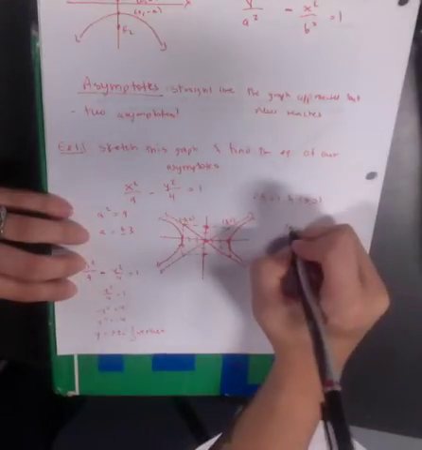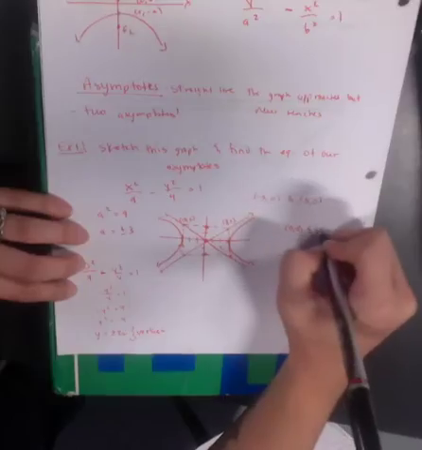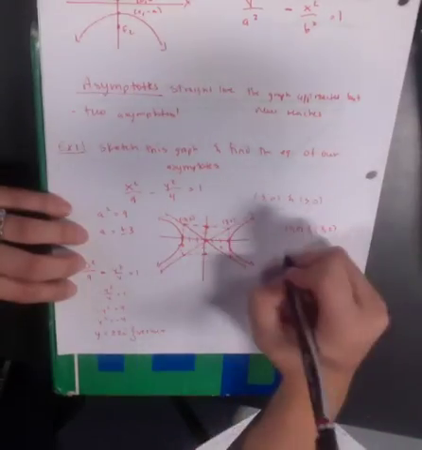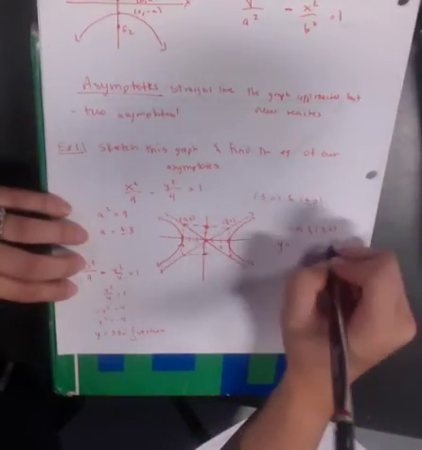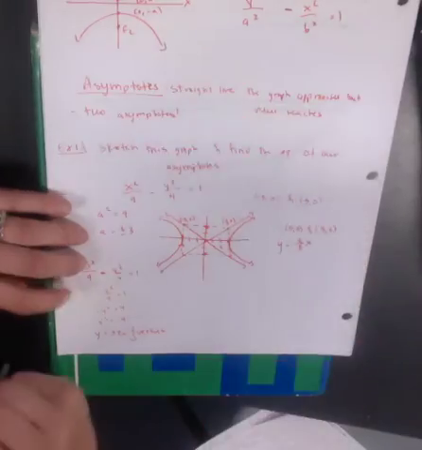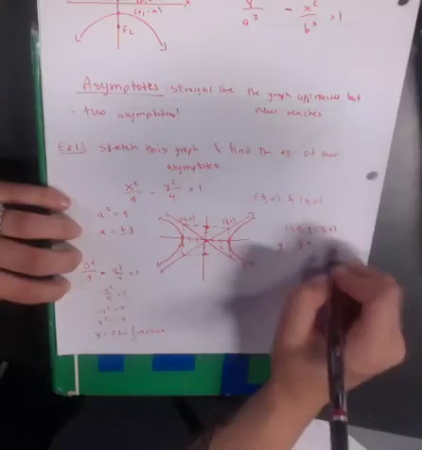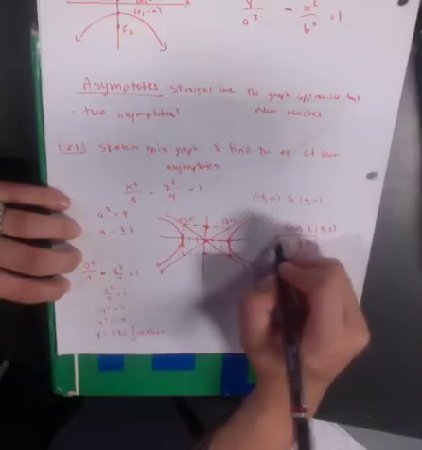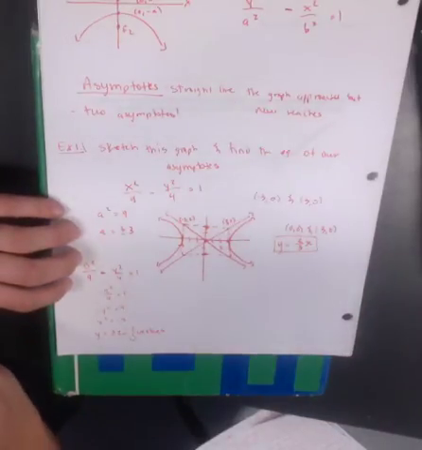So for one of them, it goes through the origin and (3, 2), which we can find that slope, y equals the change in y over the change in x. And it goes through (0, 0), which means my b is 0. So that's one of my asymptotes.